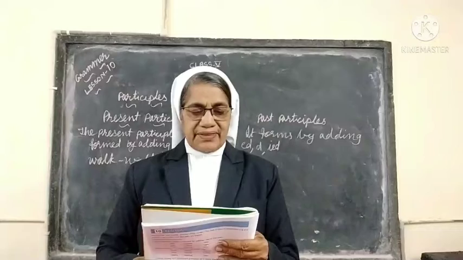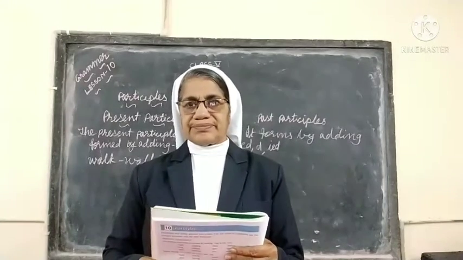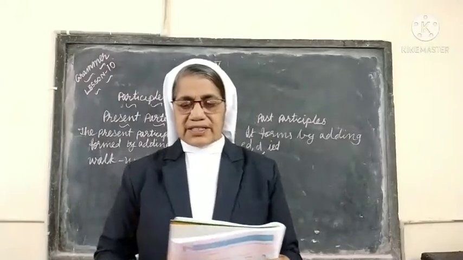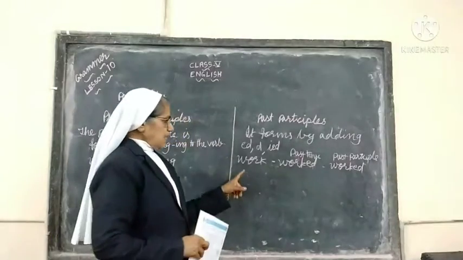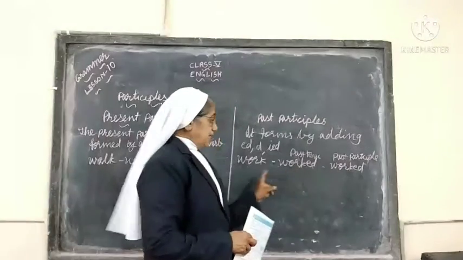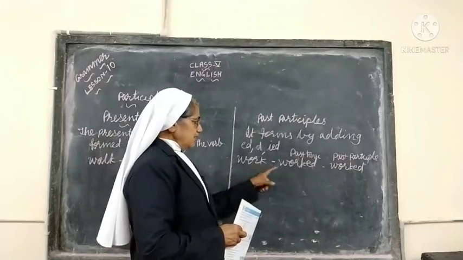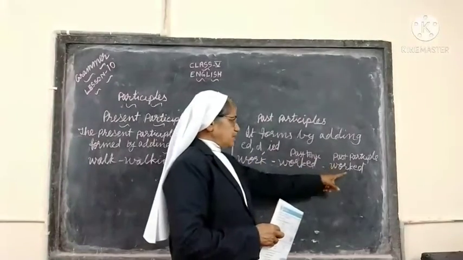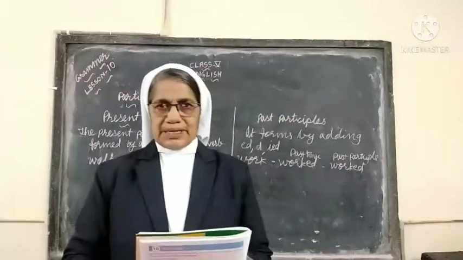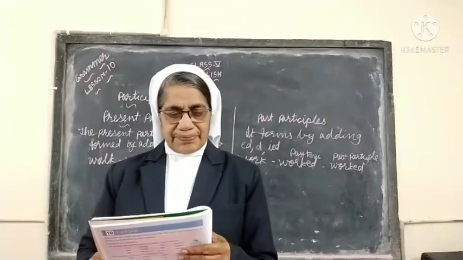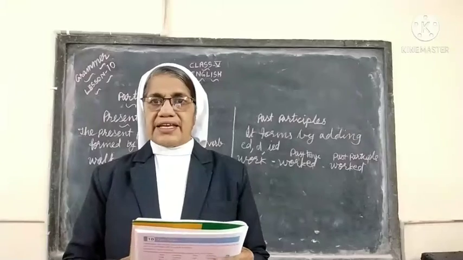Many verbs form their past tense and past participle forms by adding ed. Example, work, worked. Here, ed is added to the verb work. Work, worked, that is past tense. Also, that is past participle, worked. In many cases, the past tense and past participle are the same.